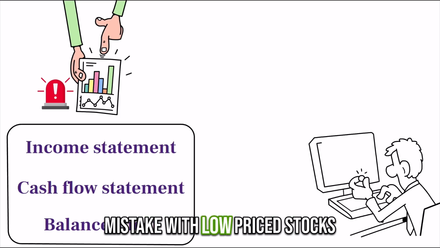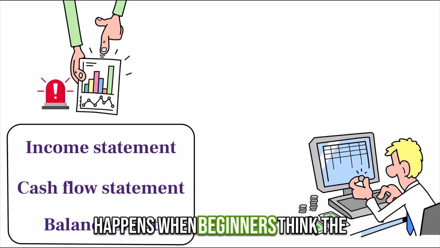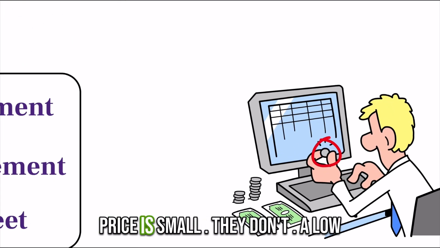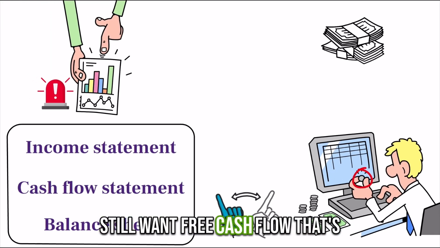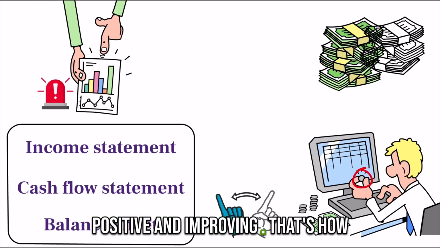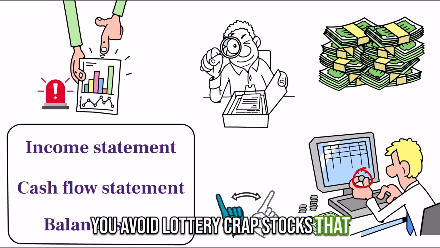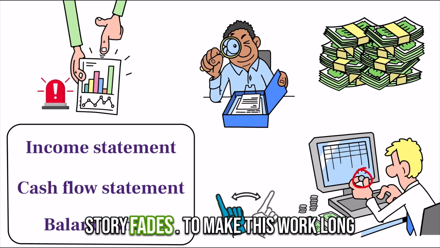A common mistake with low-priced stocks happens when beginners think the rules change because the share price is small. They don't. A low price doesn't replace real cash. You still want free cash flow that's positive and improving. That's how you avoid lottery stocks that spike on hype and crash when the story fades.